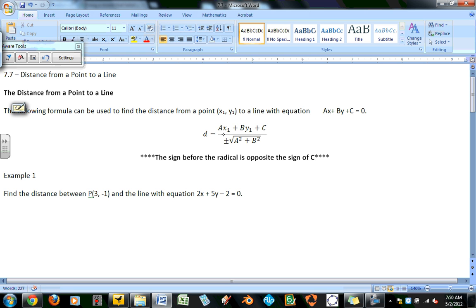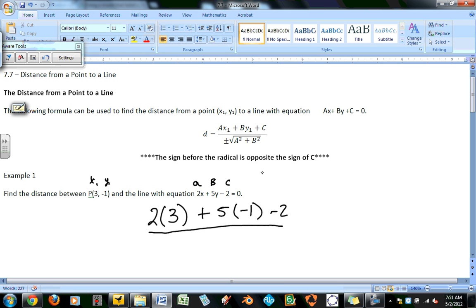All right. Okay, so it says use the coefficients. a is what's in front of the x, so it's going to be 2 times x1, which is 3. 3 is the x1 point that's given. And then I'm going to label these two so we know where we're at. Okay, and then plus b, which is 5, times a y value, which is -1. And then plus c, which is -2. All over, since this is a negative, we have a positive square root on the bottom. It's the opposite sign. And a squared would be 2 squared, which is 4, plus b squared. b is 5, so 25.